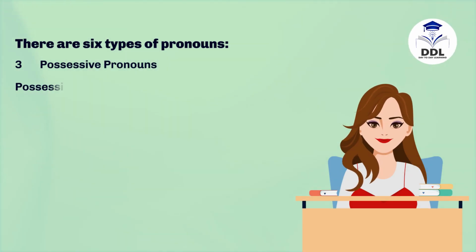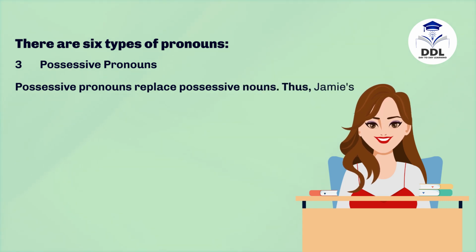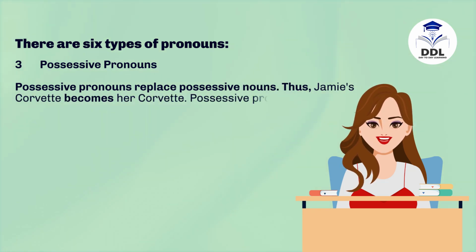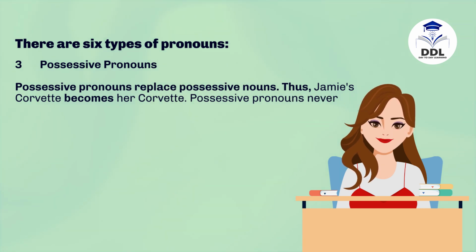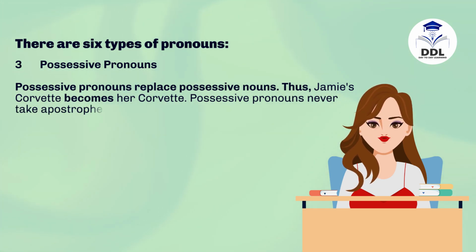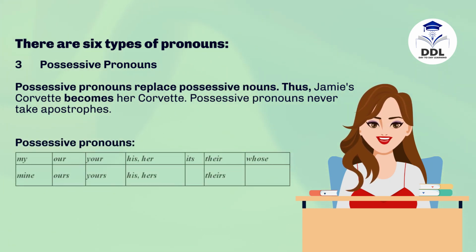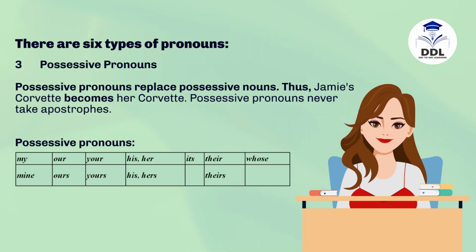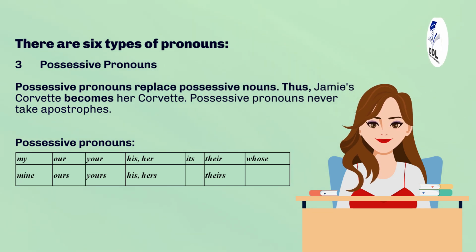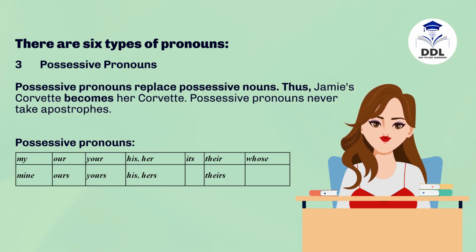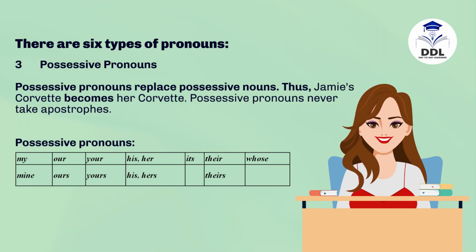Possessive pronouns. Possessive pronouns replace possessive nouns. Thus, Jamie's cuvette becomes her cuvette. Possessive pronouns never take apostrophes. Possessive pronouns: my, mine, our, ours, your, yours, his, her, hers, its, their, theirs, whose.